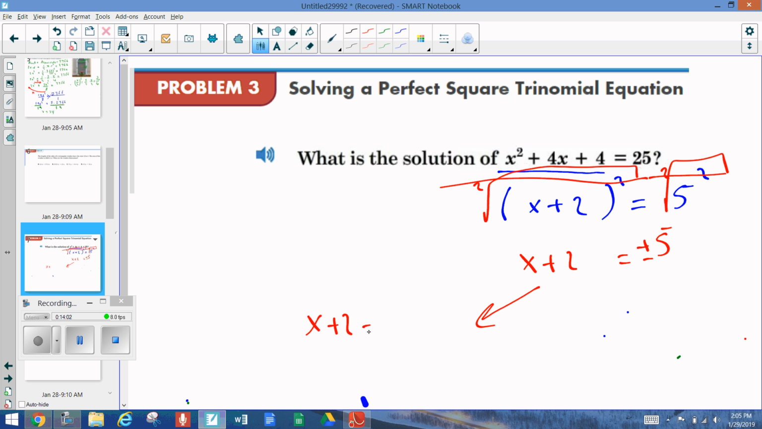x plus 2 is equal to positive 5. And another solution is going to be here: x plus 2 is equal to negative 5. So when you solve this, subtract 2 from both sides.